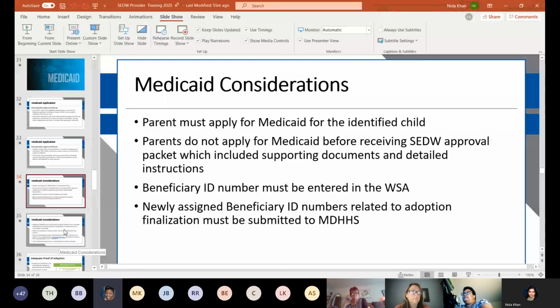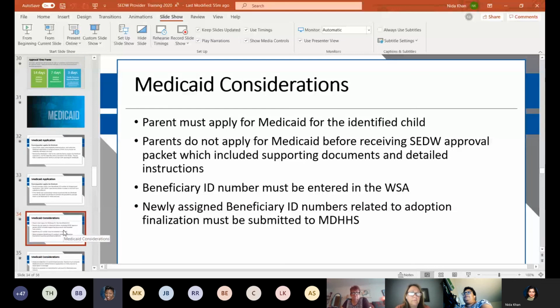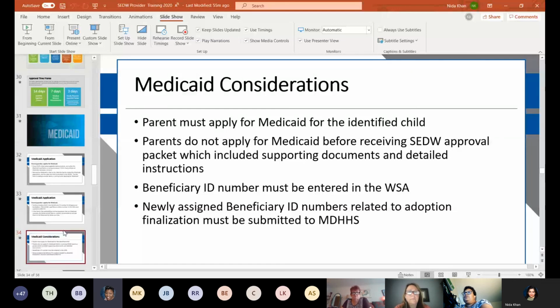Other considerations and challenges that we find with the Medicaid application is to make sure the parent knows that they must apply for Medicaid for the identified child. We've received correspondence back saying that the parents have followed the application to the letter of the law, but for some reason, either the child was not identified or the child was placed on the wrong spot in the Medicaid application.